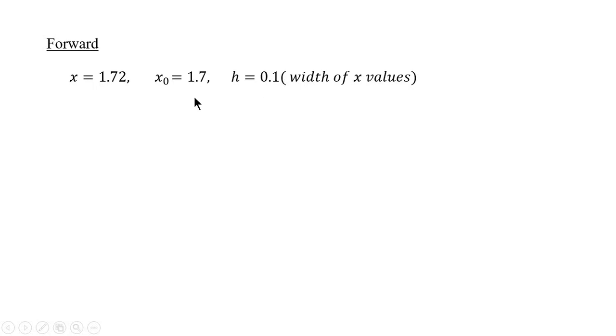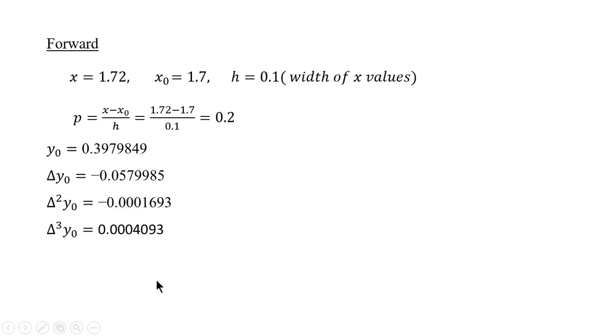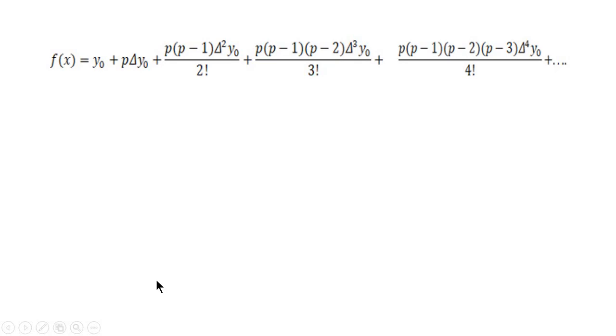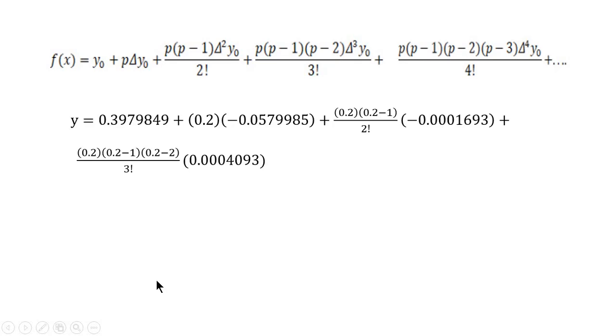Forward formula, these are the values. H, I told you, is the difference of x, 0.1. Use these values to find out p, and then we know the remaining values, the forward differences. Substitute in the forward interpolation formula. Using calculator, we get the answer as 0.3864183.